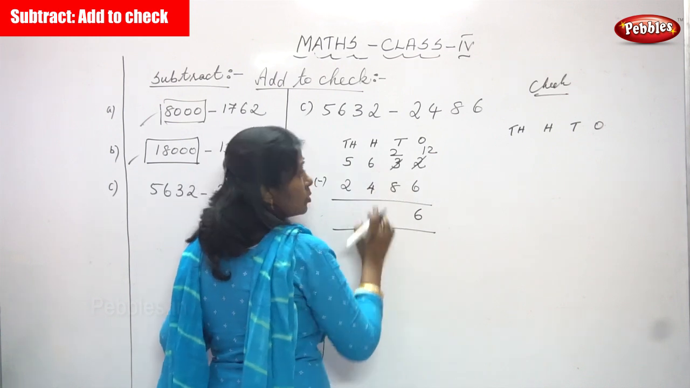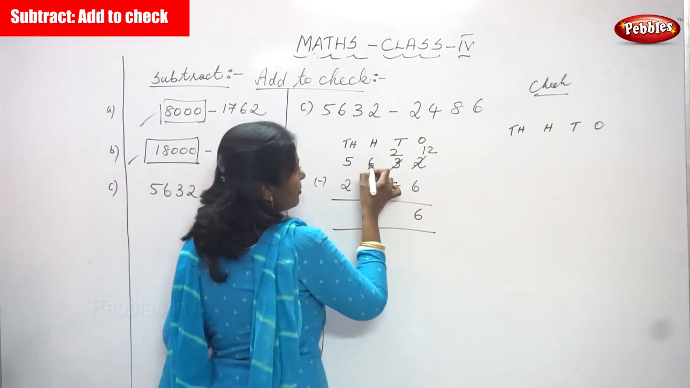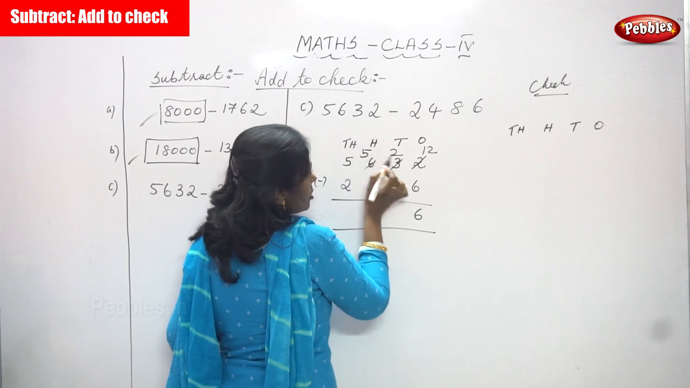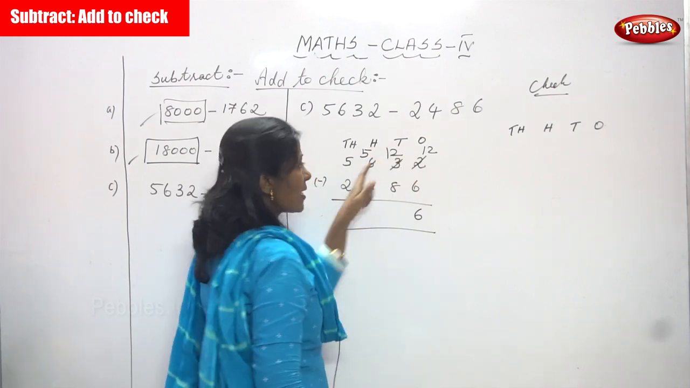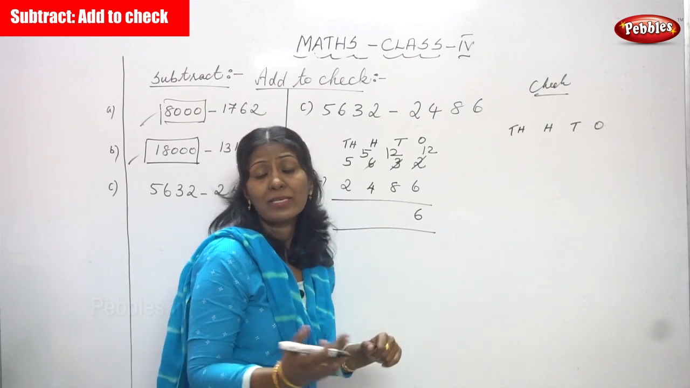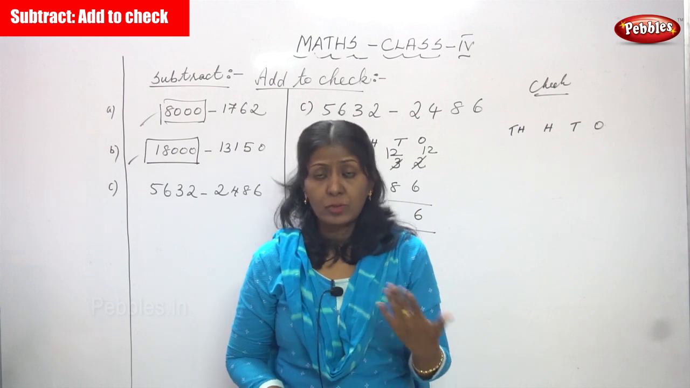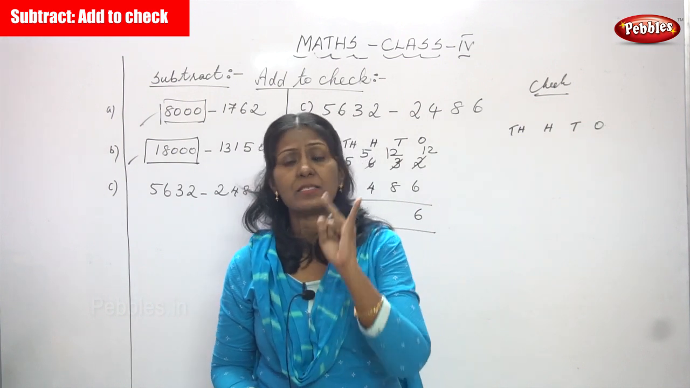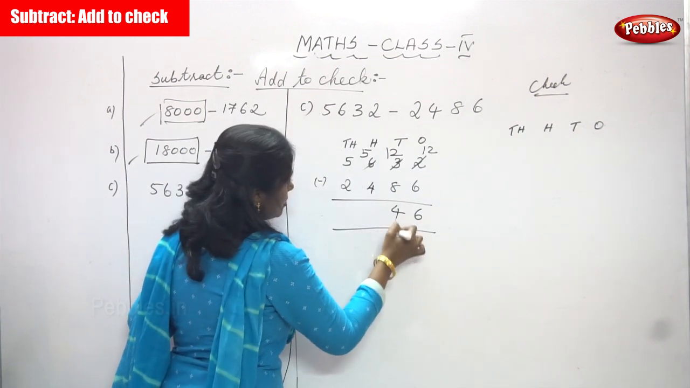2 minus 8. It is also not sufficient. It is not enough to subtract. So again you have to borrow 1 from the 100 place. So this 6 becomes 5. So this tens place 2 becomes 12. So 12 minus 8. 12 is a greater number and 8 is a smaller number. Now it is enough to subtract. So again you have to do the backward counting. After 8 you start: 9, 10, 11, 12, up to 12. So 4. The answer is 4.